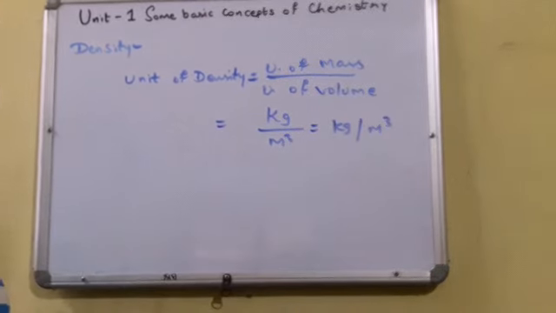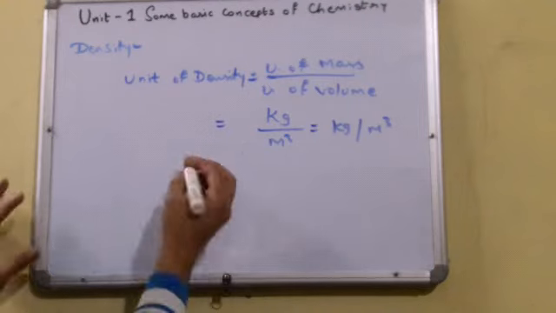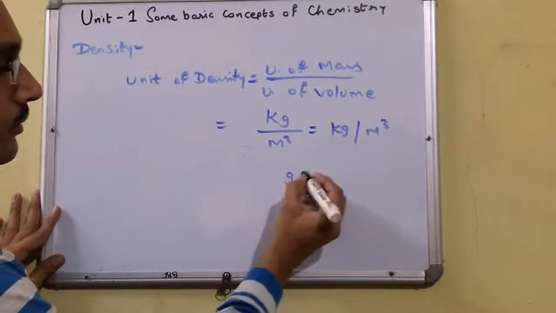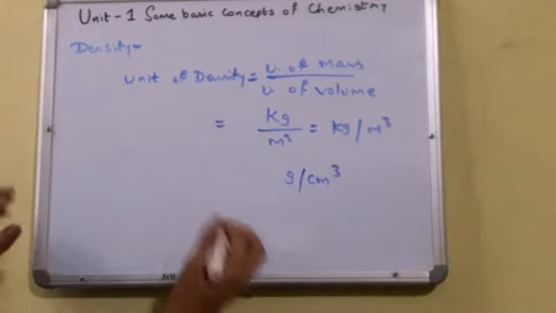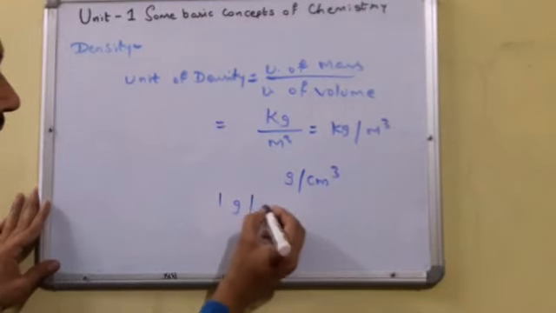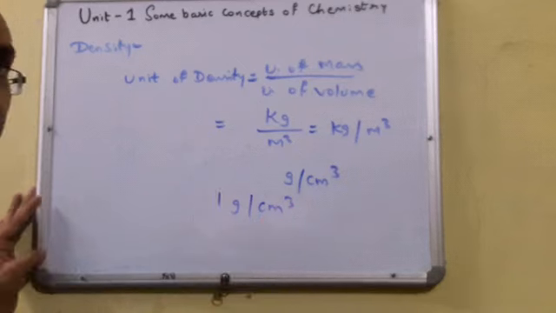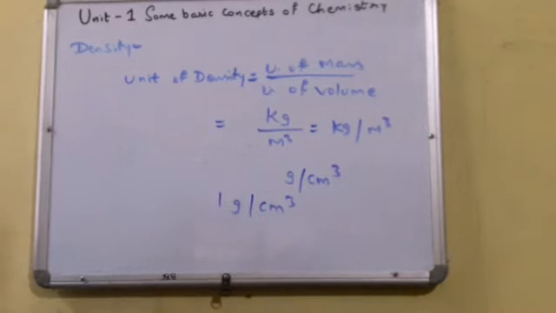But it is a larger unit. Sometimes for a small quantity we use the unit of density as gram per centimeter cube. The density of water is 1 gram per centimeter cube. If any substance sinks in water, that means its density is more than water, and if any substance floats on water, that means its density is less than water. Understood?